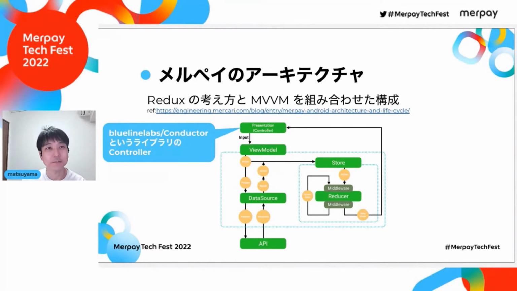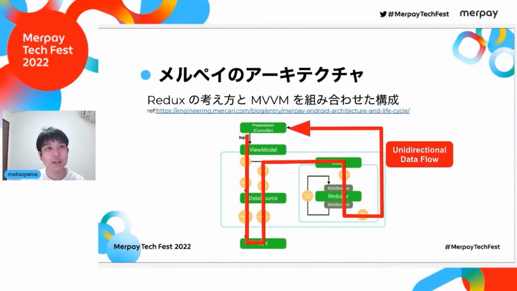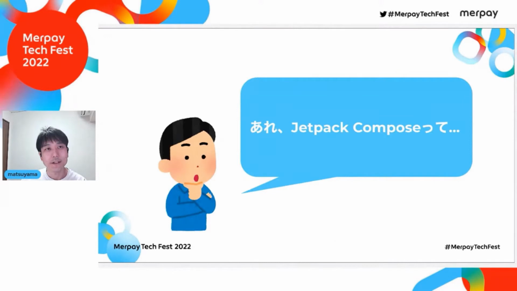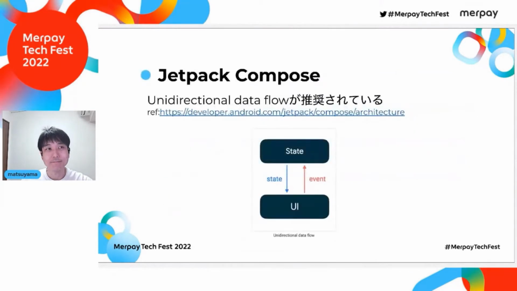In other words, it is a unidirectional data flow. But Jetpack Compose, this diagram is taken from Android developers. The diagram is upside down from the previous one, but Jetpack Compose recommends unidirectional data flow.